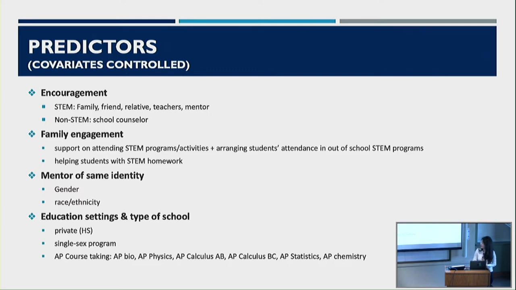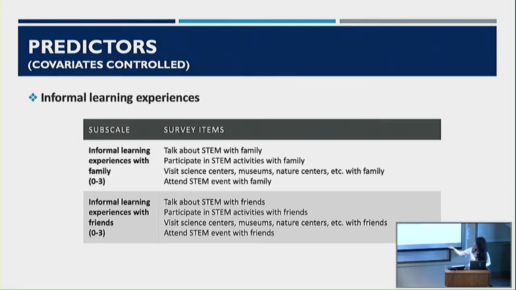whether any of the stakeholders encouraged them to pursue STEM or to pursue non-STEM careers, or family engagement, such as whether they supported attending STEM programs or arranged out-of-school STEM programs, or helped with student experiences with family, and if they did it with friends. Then we averaged this to make a composite for informal learning experience with friends.